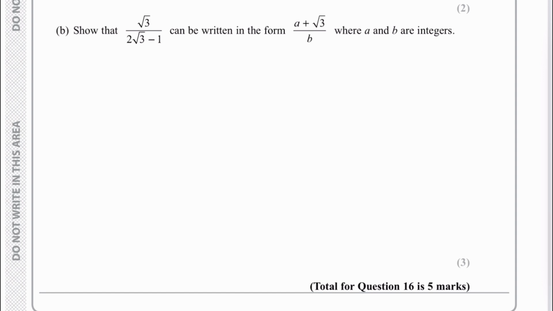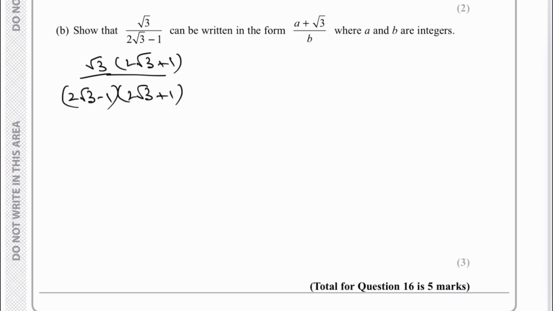Okay, let's have a look at part B. Now it can be written in that format, but the way I'm going to do that is I need to take my root 3 over 2 root 3 minus 1, and multiply that by 2 root 3 plus 1, because then I lose the surd values. However, I've got to multiply the top by 2 root 3 plus 1 as well. So let's look at that when we work it all out.